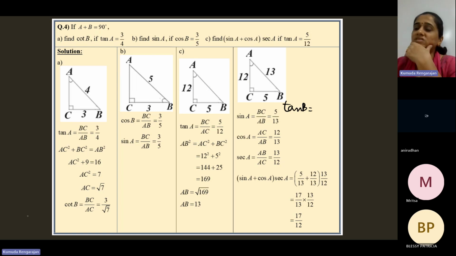For A, which is the opposite side? For angle A, which is the opposite side? BC or CB? Okay. For angle A, which is the adjacent side? AC, correct. Okay.